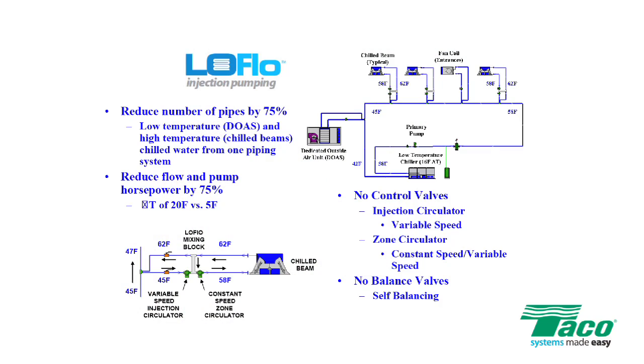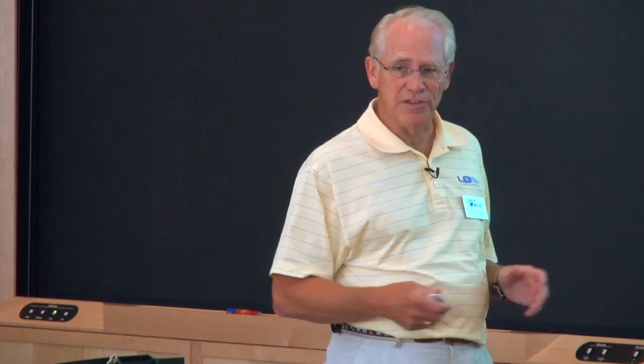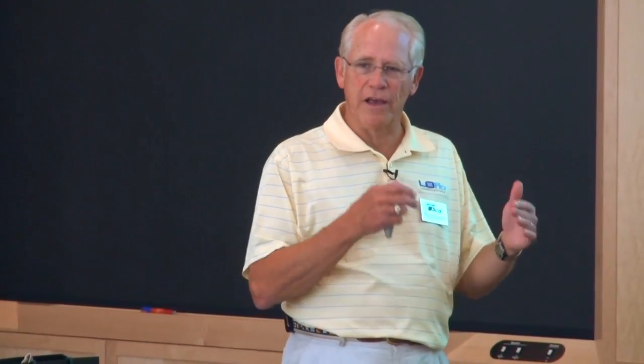Again, we eliminate all the control valves, we eliminate all the balance valves. What we're suggesting here, if we have, as Jason was saying, multiple chill beams in a zone, say you had 5 or 6, pipe those reverse return. So now the entire system is self-balancing on the primary side and on the secondary side with the chill beams.